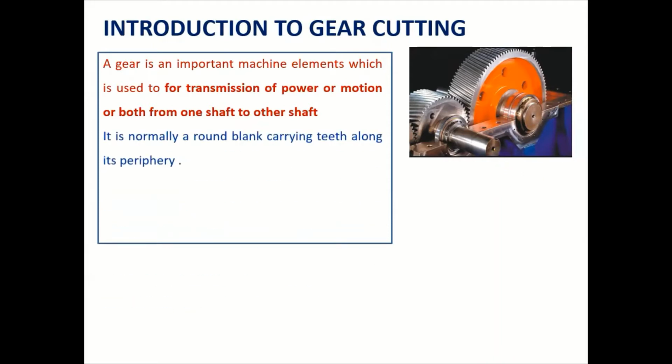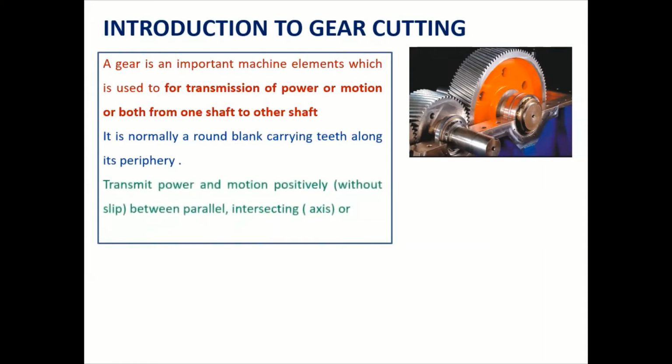If you see the shape of the gear, a cylindrical or round blank is there, and over that periphery the number of teeth are there. We can transmit the power and motion positively. It means that without slipping of the two gears, we can transmit the power, and we are transmitting between parallel shafts, intersecting shafts, or non-intersecting and non-parallel shafts.